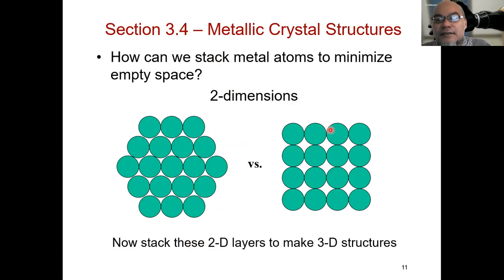Alternatively, you can arrange it like this, a square structure, where each of the balls is surrounded by how many? 8 other balls. Here we see that the first one in 2 dimensions has the minimum empty space compared to the second one, the square one. But since we speak about 3-dimensional structure in metallic material, we have to stack them. So each of these will become one single layer of the 3-dimensional structure.